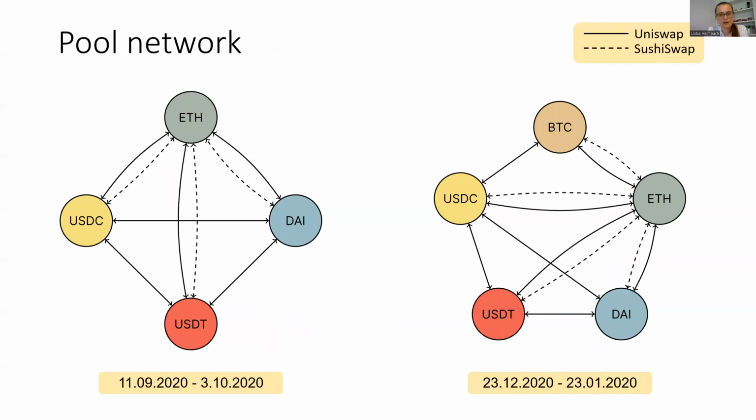So what we then did is that we again searched for cycles on both Uniswap and SushiSwap now, and again between the 5 cryptocurrencies, so Ethereum, USDC, USDT, DAI, during 2 different periods. The first period was between September and October of 2020, and the second period was between December 2020 and January 21. So the networks that we use to search for the cyclic arbitrage opportunities are shown here. Again, the dashed line are SushiSwap pools and the solid line are Uniswap pools.